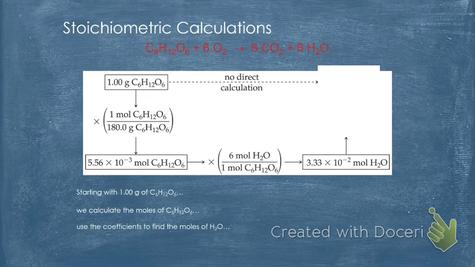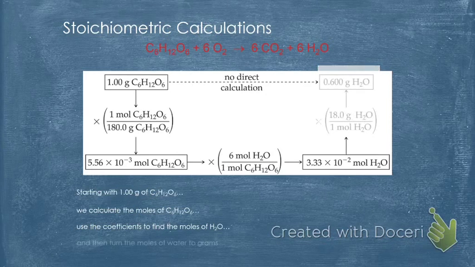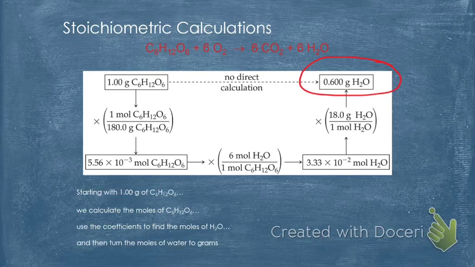Now we can convert that into the number of moles of water. Since 1 mole of glucose will make 6 moles of water, that means we're now going to be able to make, theoretically, 3.33 times 10 to the minus 2 moles of water. Finally, we want to convert that number of moles of water to grams of water by using water's molecular weight, which is roughly 18 grams per mole. So by multiplying by 18 and dividing by 1, we're going to find out that the maximum amount, the theoretical yield, once again, would be 0.600 grams.